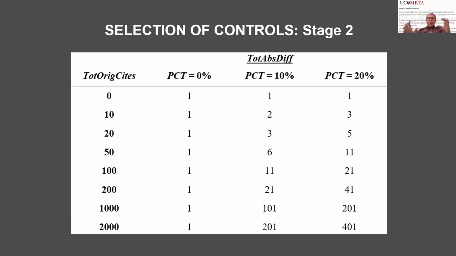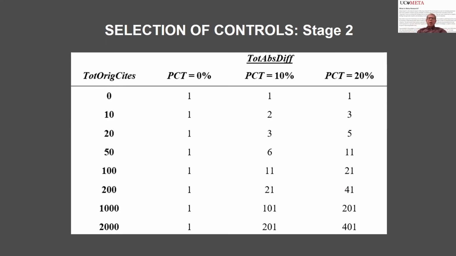Okay, so what does that caliper look like? Well, when the matching criterion is 0%, that's what I've got up here, in that first column. What that says is no matter how many citations the original study had at the time the replication was published, we're not going to allow a control to be matched unless the number of citation differences it has is one or fewer. The differences can't be more than one. There can't be a difference of more than one citation over the entire pre-treatment period. Well, that's a very strict matching criterion.